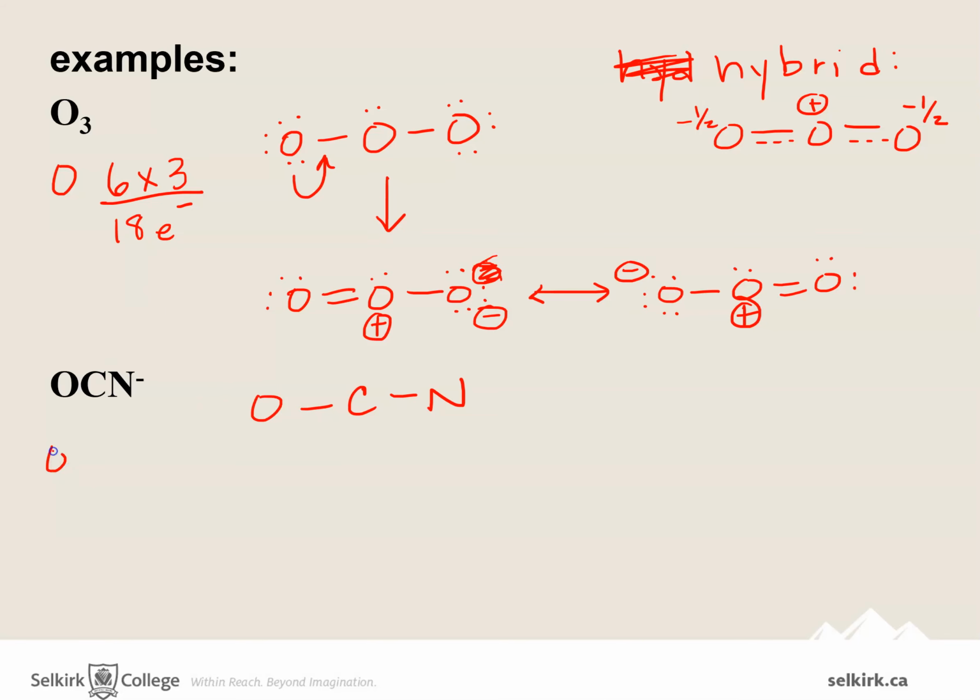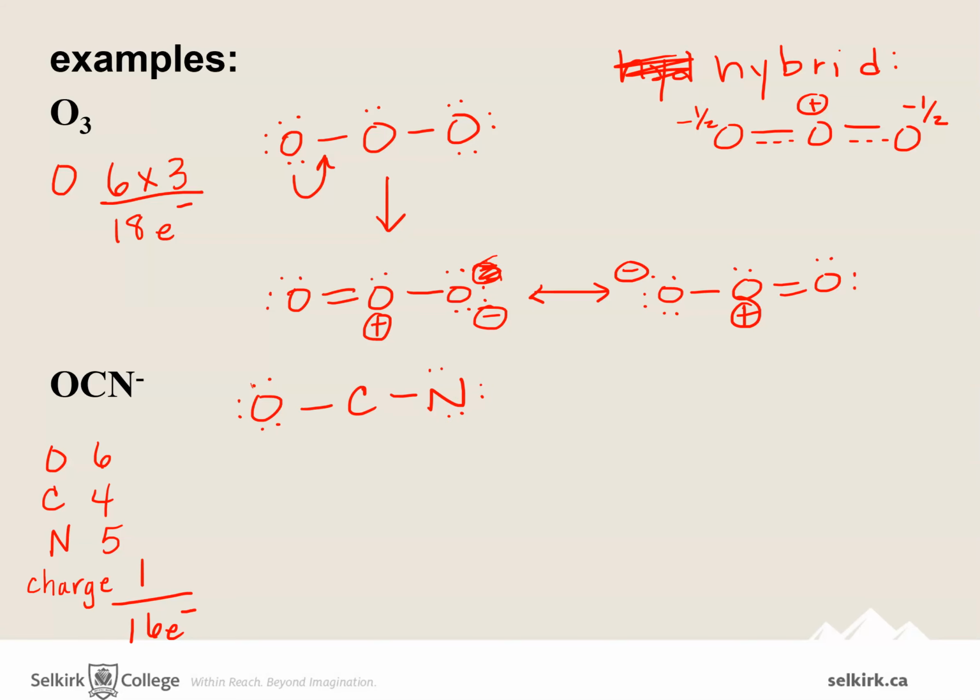Here I go. Oxygen has 6 valence electrons. Carbon has 4. Nitrogen has 5. We've got a charge of -1, so we've got to add in an extra electron. 16 electrons. Terminal atoms first. We've got 4 electrons already. 6, 8, 10, 12, 14, 16. And I ran out of electrons before I completed the octet on the carbon.